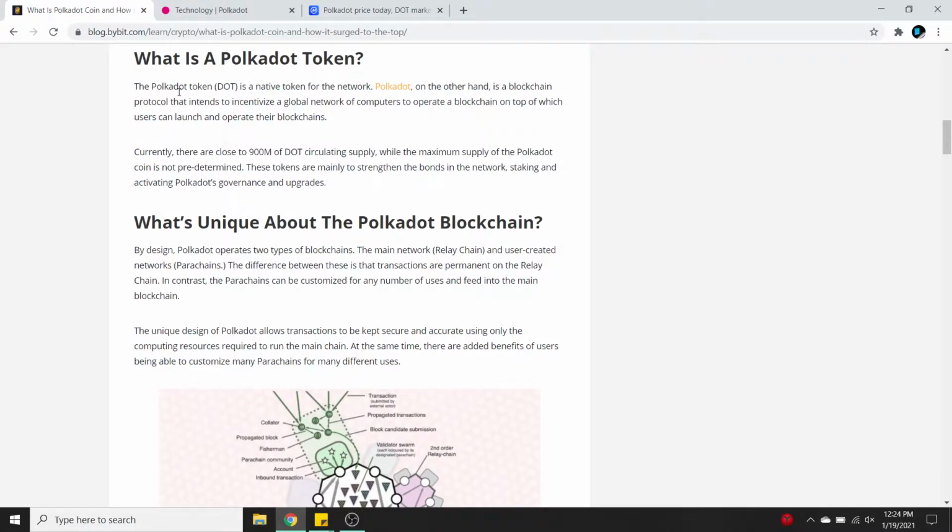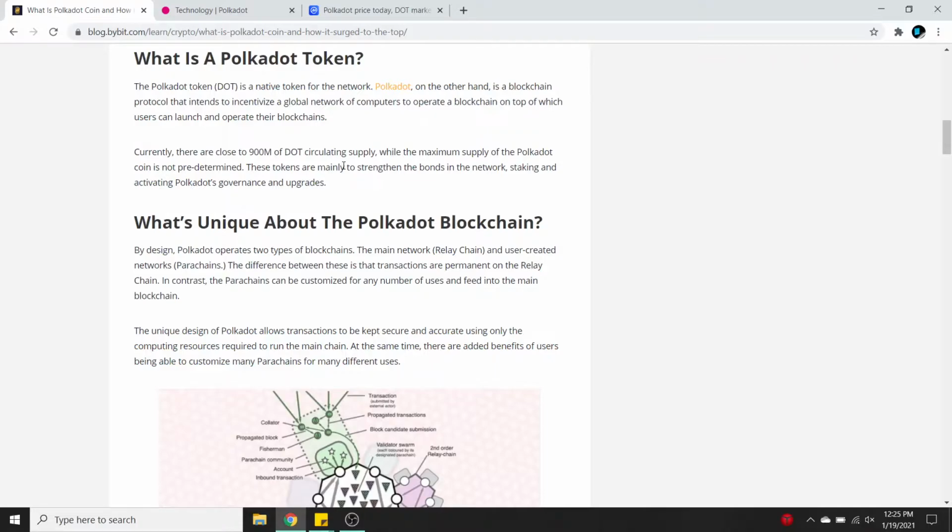What is a Polkadot token? The Polkadot token is a native token for the network. Polkadot, on the other hand, is a blockchain protocol that intends to incentivize a global network of computers to operate a blockchain on top of which users can launch and operate their blockchains. Currently, there are close to 900 million DOT in circulating supply, while the maximum supply of the Polkadot coin is not predetermined. These tokens are mainly to strengthen the bonds in the network, staking and activating Polkadot's governance and upgrades.